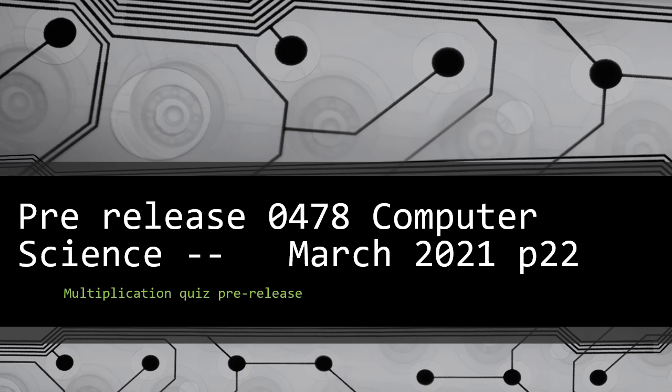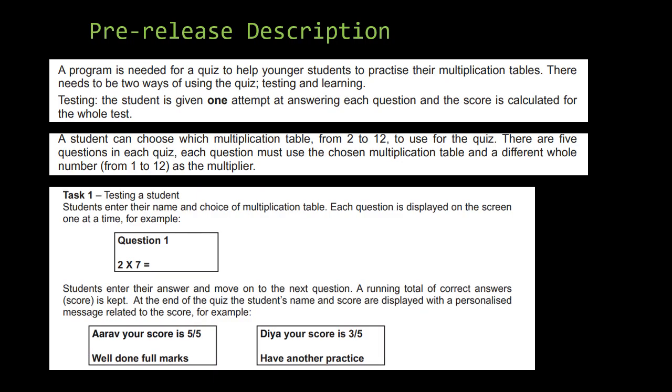It's a multiplication quiz pre-release. A brief description: we need to write a program for a quiz to help younger students to practice their multiplication tables. There needs to be two ways of using the quiz: testing and learning. Testing, the student is given one attempt at answering each question and the score is calculated for the whole test. A student can choose which multiplication table from 2 to 12 to use for the quiz.